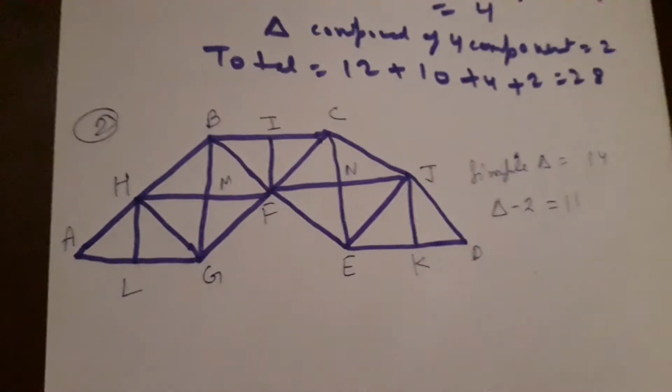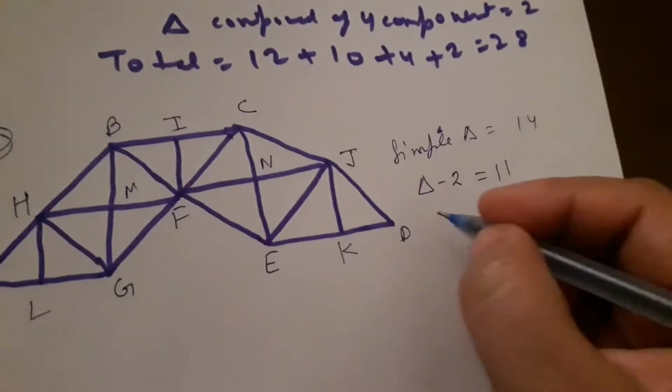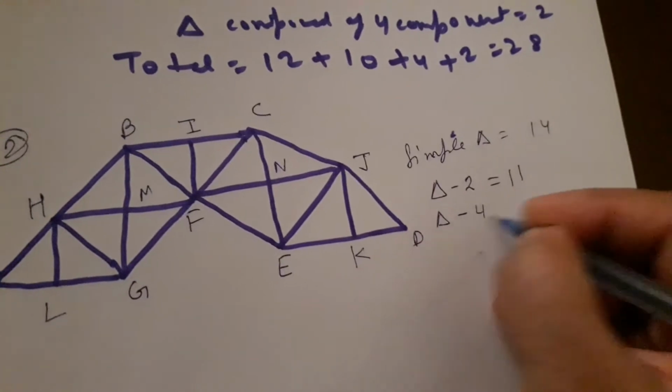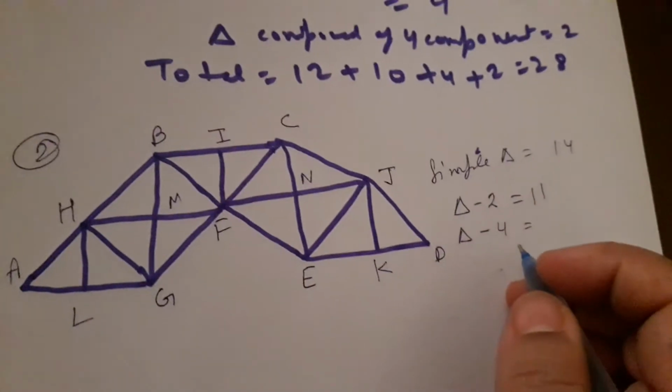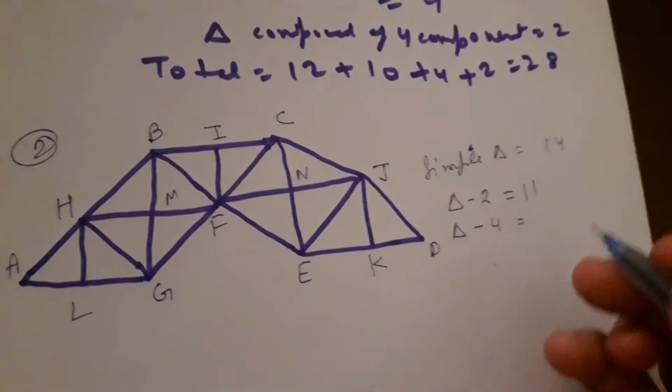Now we will see for three components, not possible. Yes, four components is there. The triangle composed of four components. I am writing in the short form. Triangle composed of four components. There are 4 simple triangles. Let's see how many are there.